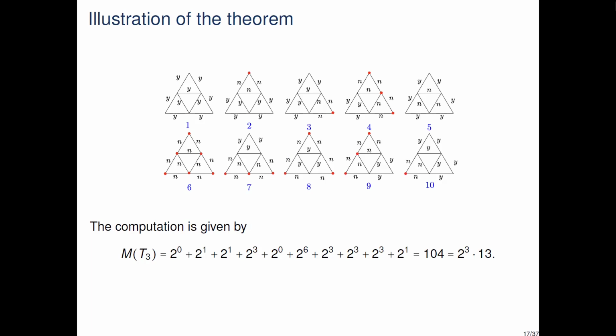For the second graph, there is only one special vertex. For the third graph, again, there is one. So I'm just basically adding all of those things, 2 to the power 0 plus 2 to the power 1, and so on. And I'm indeed getting 104.